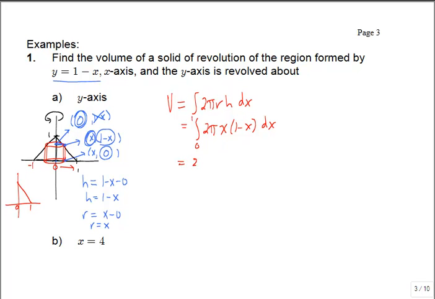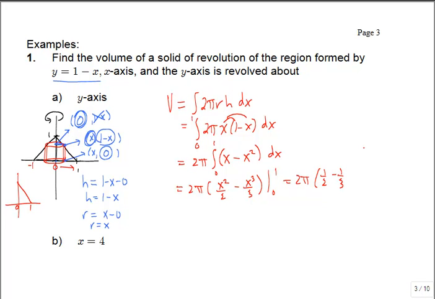Let's go ahead and integrate. Let's pull out the 2 pi. I'm going to go ahead and distribute my x, so this is x minus x squared dx. So the integral of that becomes x squared over 2 minus x cubed over 3, and I'm going to plug in my bounds. So I'm going to get 2 pi times 1/2 minus 1/3. When I plug in my 0, I'll get zeros. And that gives me 3/6 minus 2/6, which is 1/6 times 2 pi. And that is going to give me pi over 3.